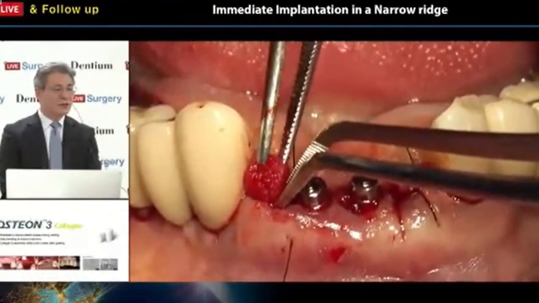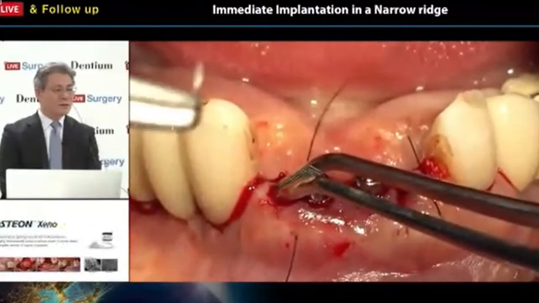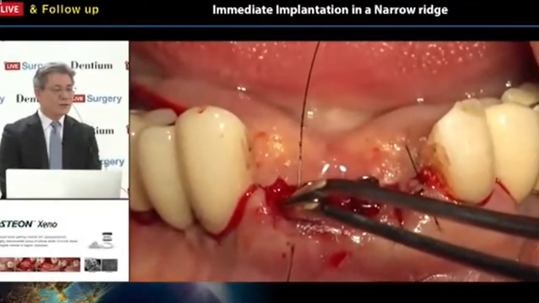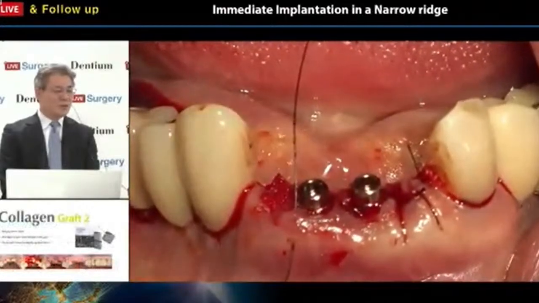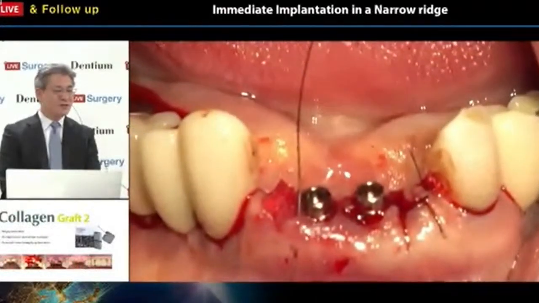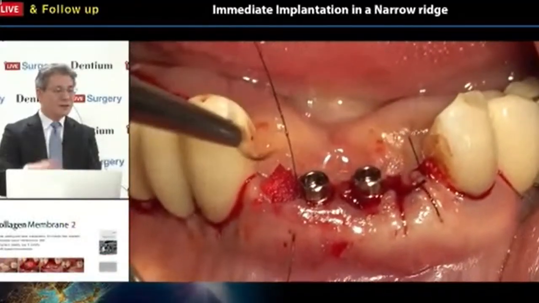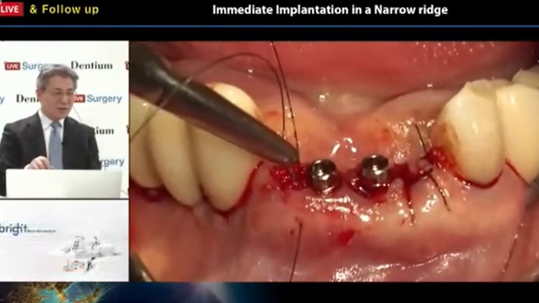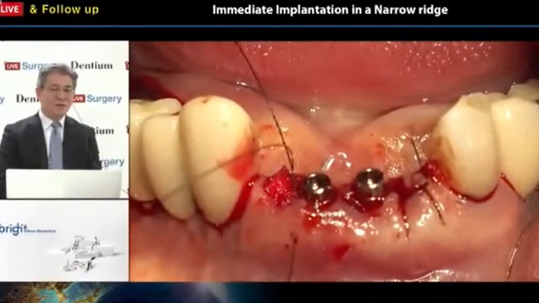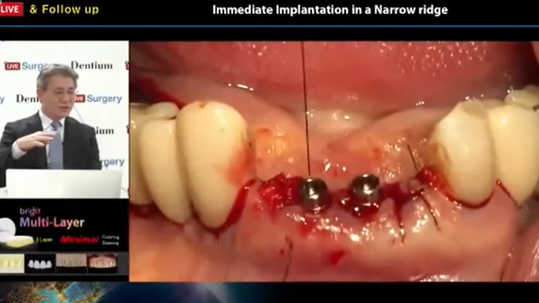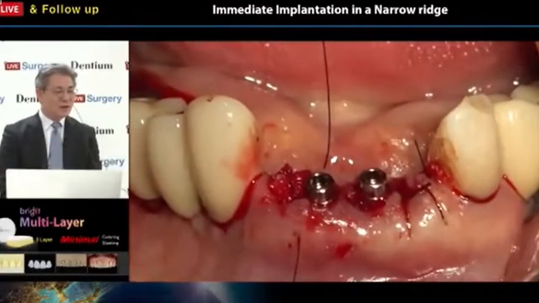He is pushing again this collagen graft tool. This collagen graft tool covers the top portion of the extraction socket. Under this collagen graft tool, the collagen xenograft, osteogenocollagen, was located.